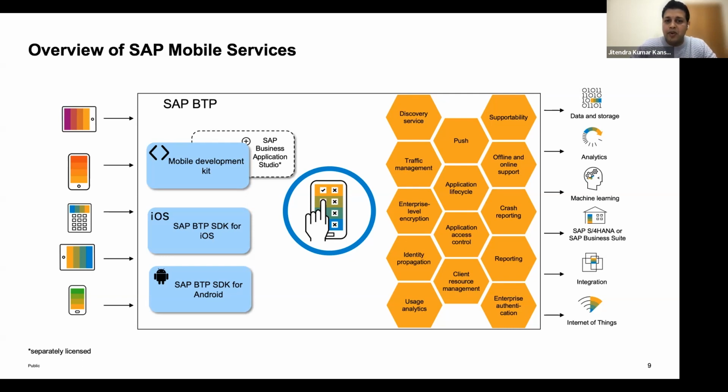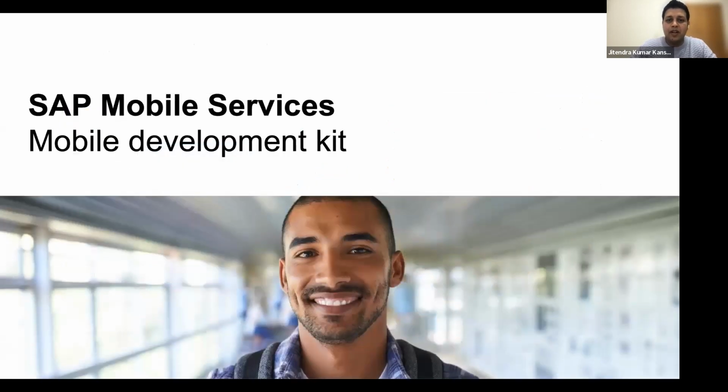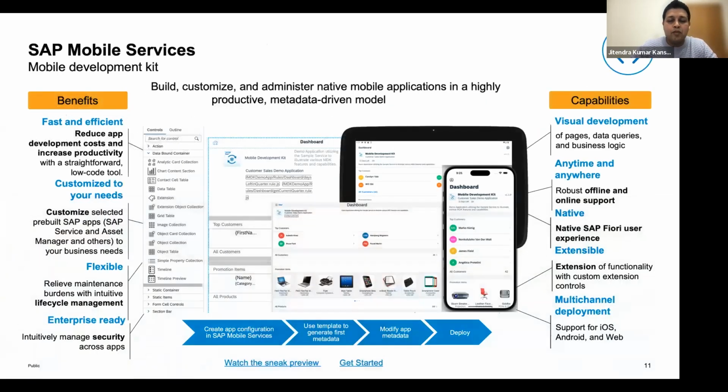Right, so let's move on and look at some details on the mobile development kit to understand what it is and what its benefits and capabilities are. The mobile development kit is a metadata-driven platform to build multi-channel applications. So you can build multi-channel applications to run on your mobile devices, supporting iOS and Android, and also as a web app to run in the browser. It's based on a metadata-driven model, and we will see it in detail in the hands-on exercise, where you define your pages, your rules, and your actions as metadata.